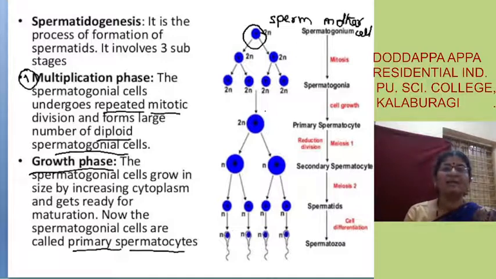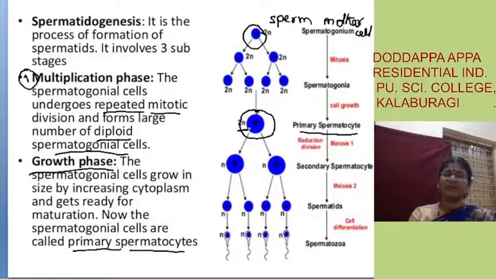Fine. After the growth phase, the resulting structure is called the primary spermatocyte. It is bigger than the spermatogonium, and it is diploid. This you have to remember, it is diploid in number. Afterwards, this primary spermatocyte undergoes a meiotic cell division, that is meiosis 1. Here in this diagram everything is given in detail.